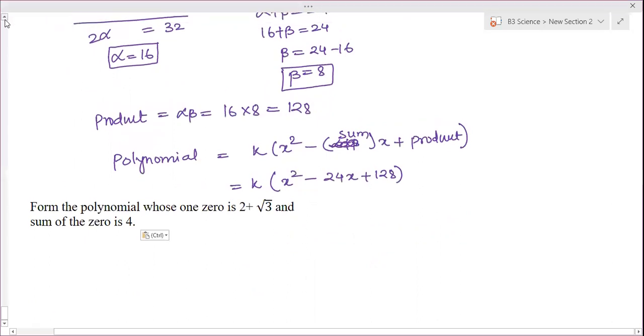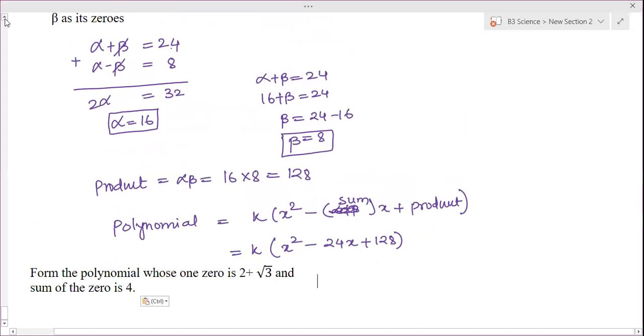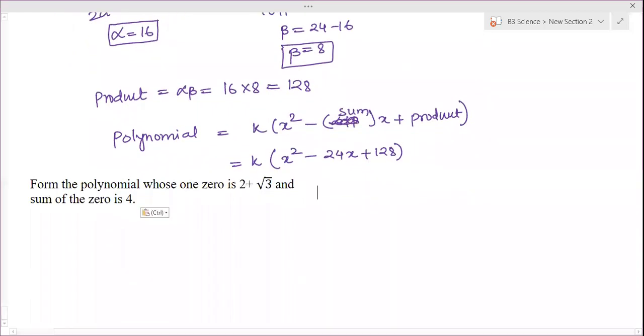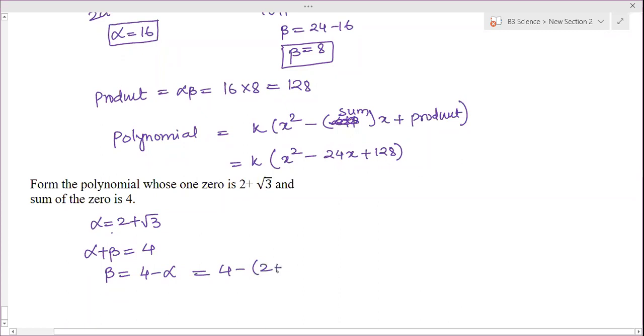Ma'am, I got it as 2 plus root 3. How will you get 2 plus root 3? I got beta as 2 minus root 3. Alpha is equal to 2 plus root 3. Alpha plus beta is equal to 4, so beta is equal to 4 minus alpha, which is 4 minus (2 plus root 3). Open the bracket, both will become negative. So this is 2 minus root 3.